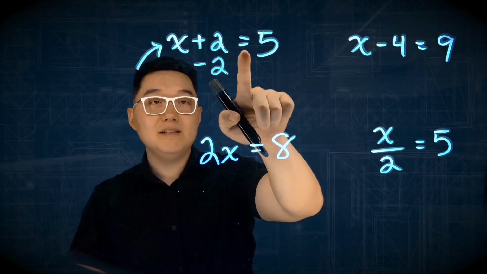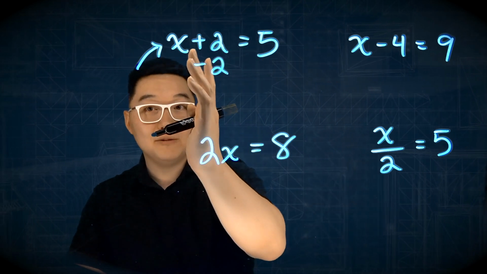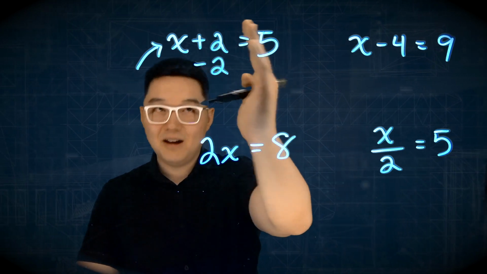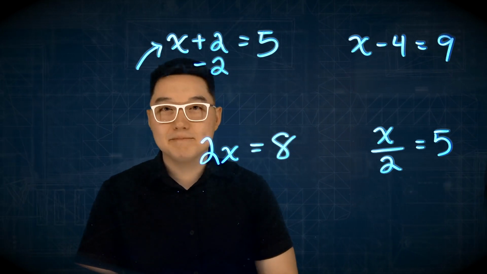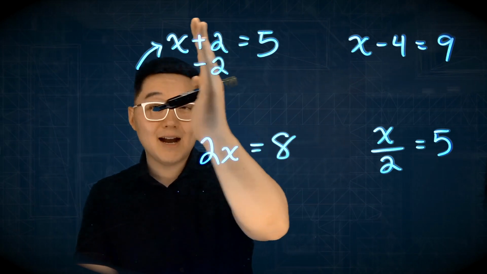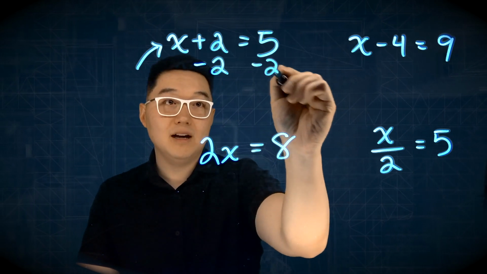But because of this equal sign, whatever you do to the left side of the equal sign, you must also do the same thing to the other side of the equal sign. That way, your equation is balanced. If you subtract 2 from this side, you must also subtract 2 from the other side.